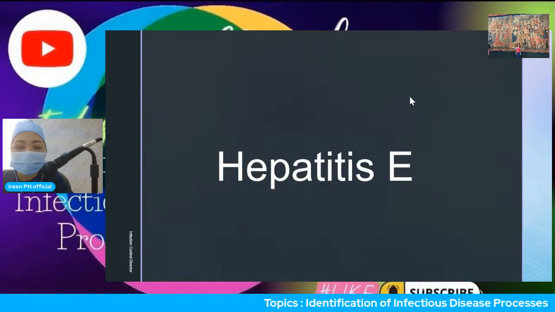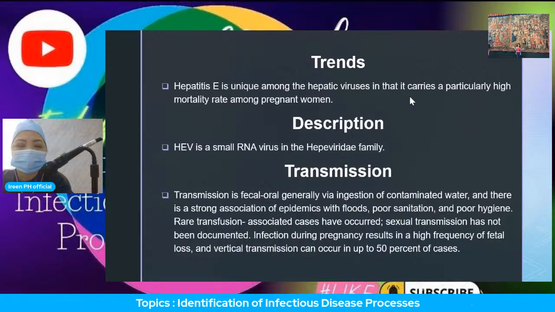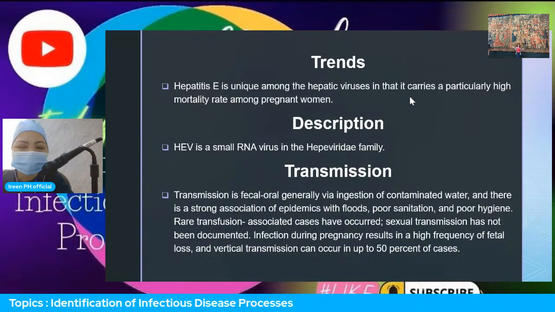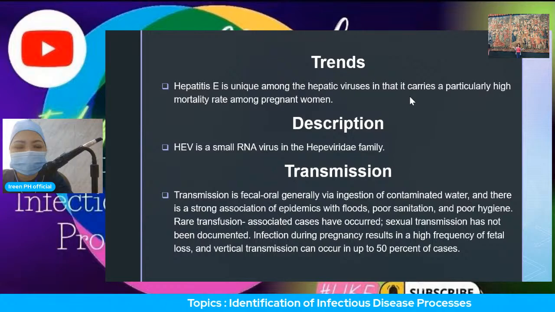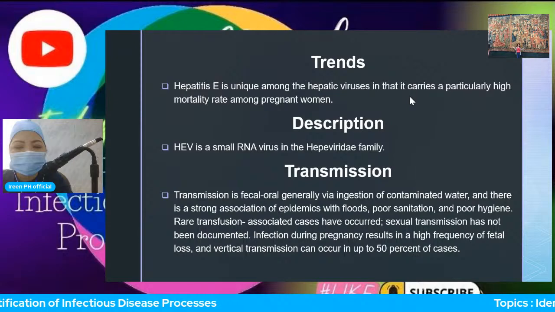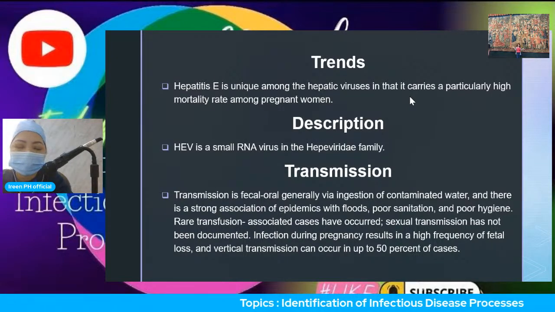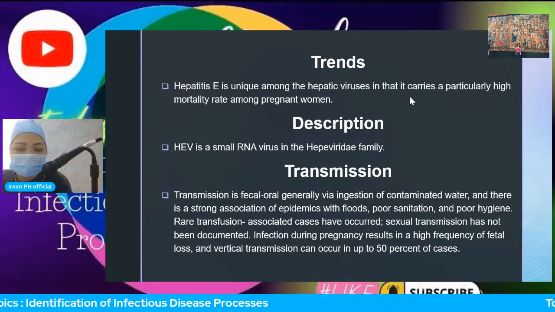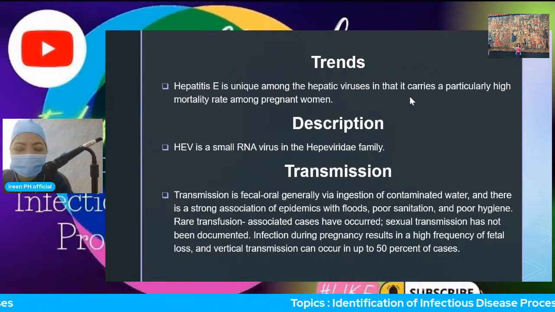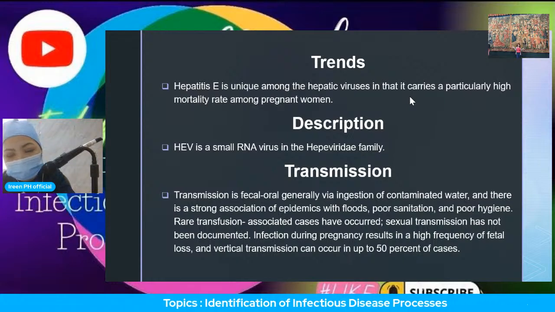The last, hepatitis E. Hepatitis E is unique among the hepatic viruses in that it carries a particularly high mortality rate among pregnant women. It is a small RNA virus in the Hepeviridae family. In the transmission, it's fecal-oral, generally via ingestion of contaminated water. And there is a strong association of epidemics with floods, poor sanitation, and poor hygiene.